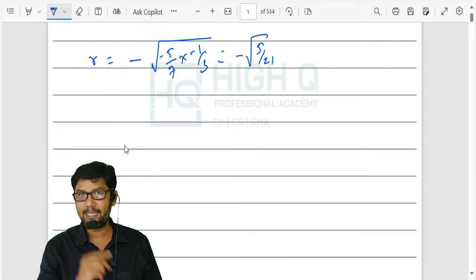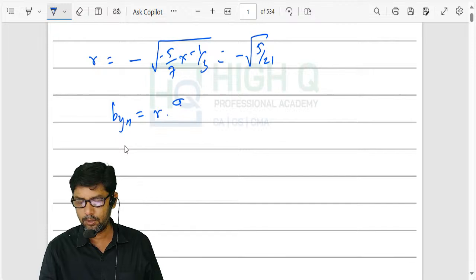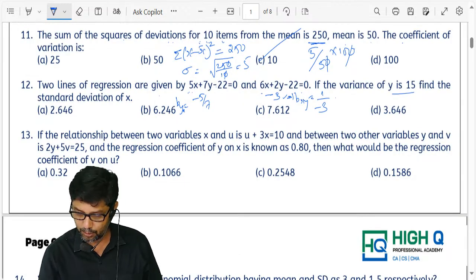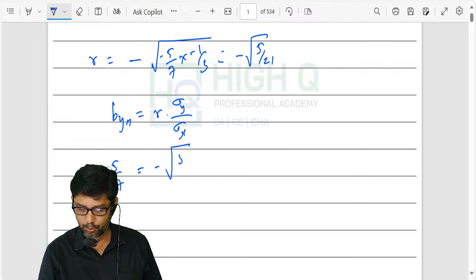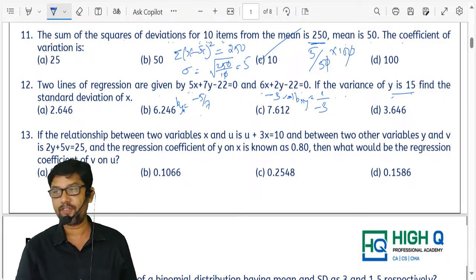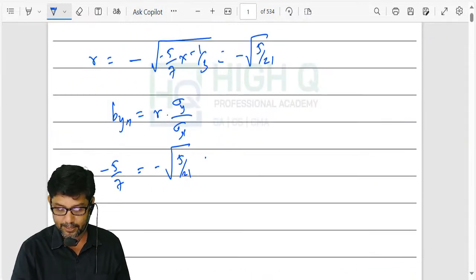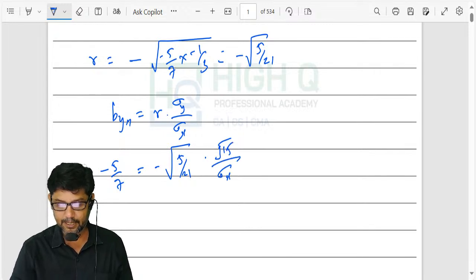Now, variance they ask you to find out. So what is byx equal to? R into sigma y by sigma x. What is byx equal to? Minus 5 by 7 is equal to minus root of 5 by 21 into sigma y by sigma x. Variance of y is 15. What is sigma y equal to? Root 15 divided by sigma x. Am I right, my dear?